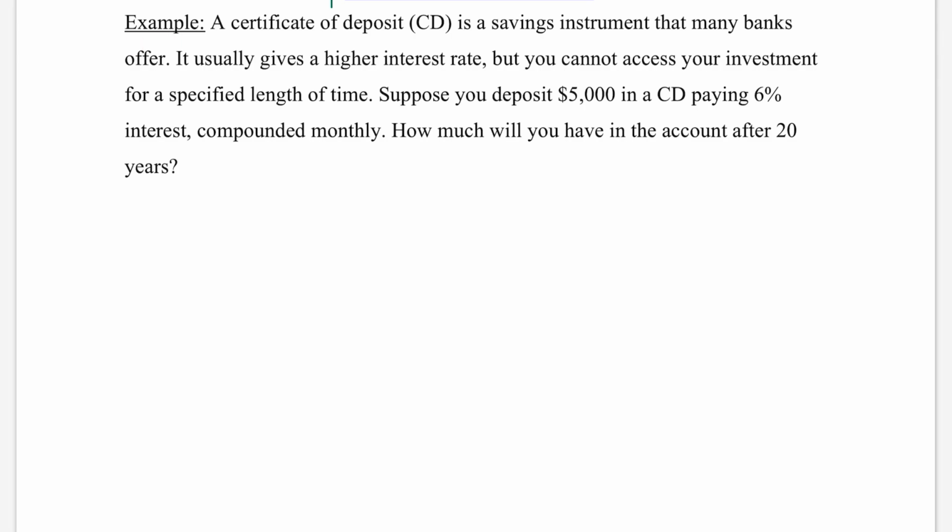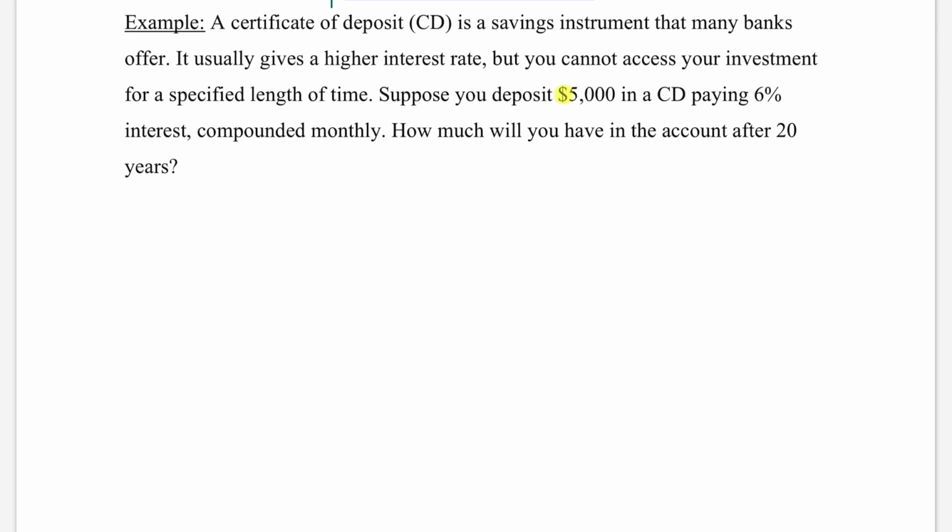Next example, a certificate of deposit, or can also be called CD, is a savings instrument that many banks offer. It usually gives a higher interest rate, but you cannot access your investment for a specified length of time. Suppose you deposit $5,000 in a CD paying 6% interest compounded monthly. How much will you have in the account after 20 years?